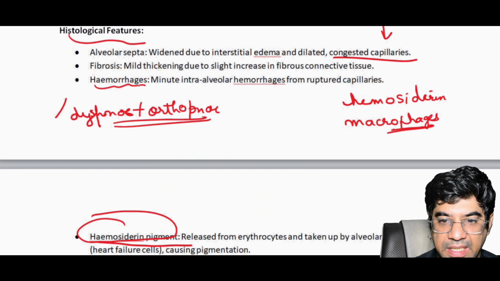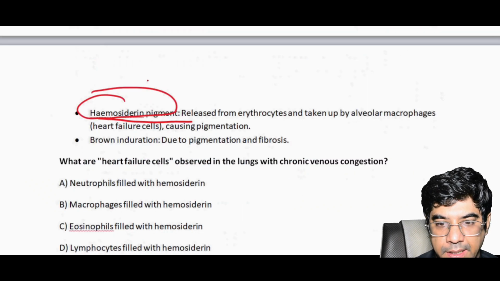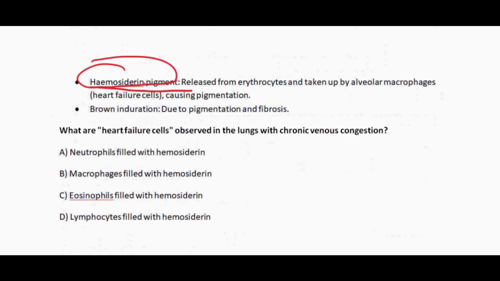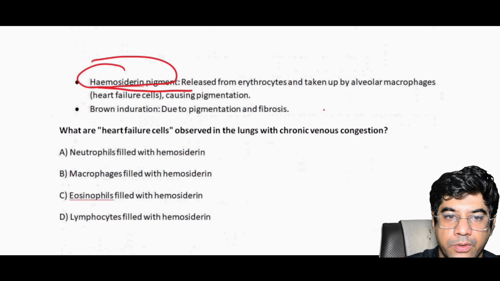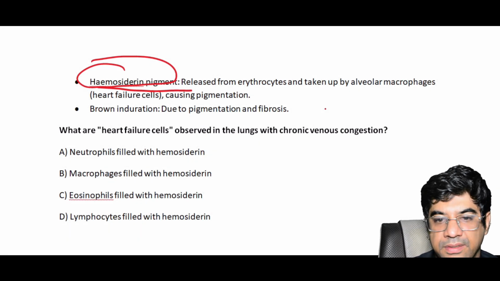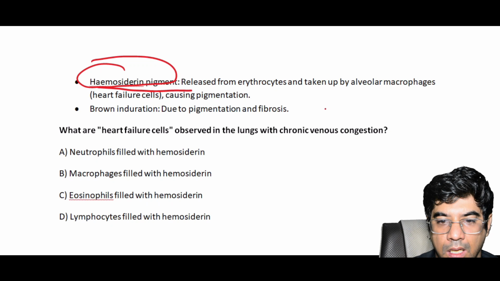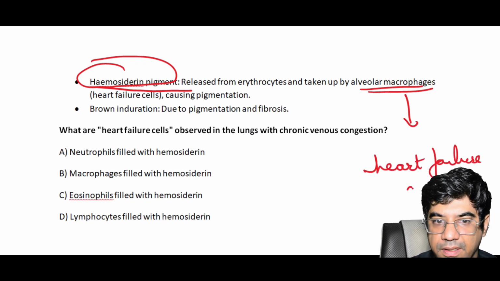the bleeding spots can be seen within the air sacs, that are the alveoli, caused by ruptured capillaries leaking the blood. Apart from that, you should notice hemosiderin pigment that is released from the breakdown of red blood cells. It is taken up by certain cells that are macrophages in the air sac. So these cells are known as heart failure cells.